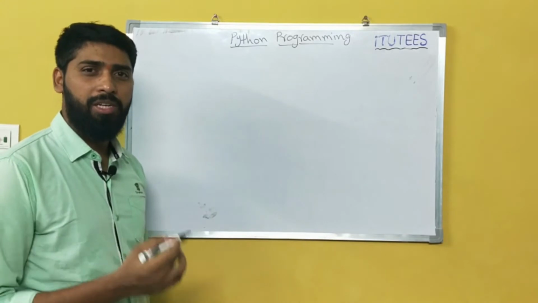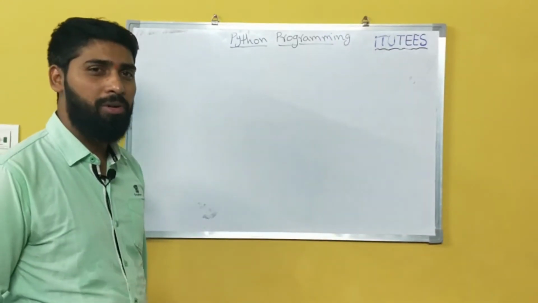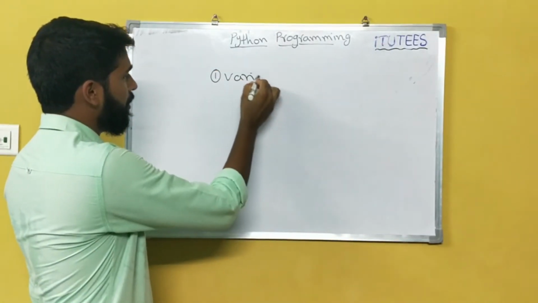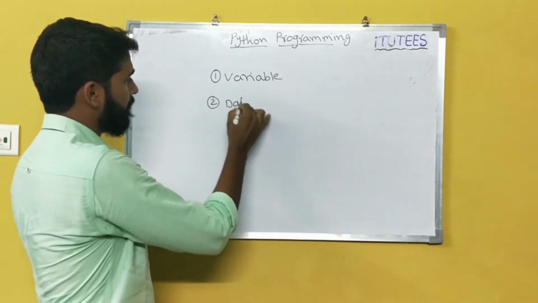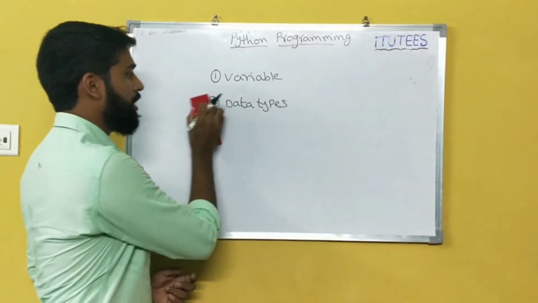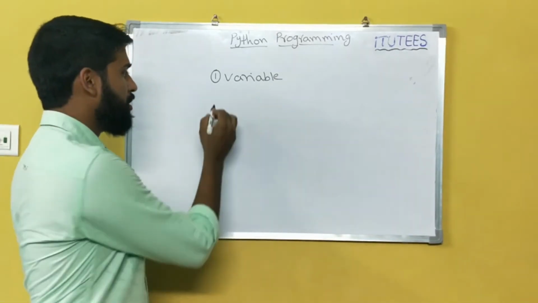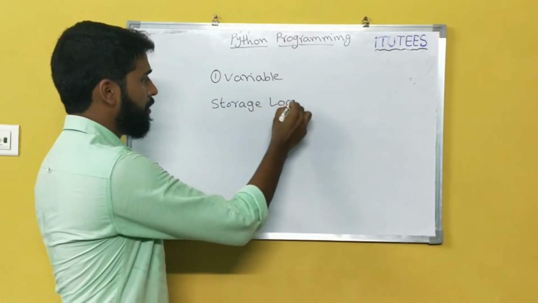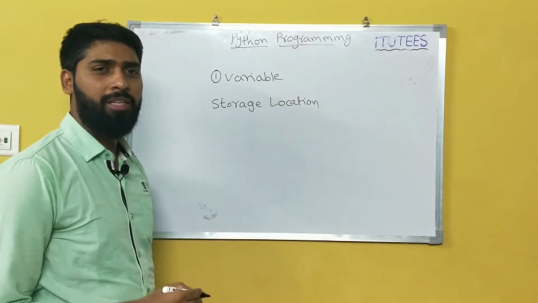In previous class we discussed about literals. So today in class we are going to discuss two things: one is variable and second one is data types. So first we can see variable. What is a variable? A variable is a storage location. In this we can store the value that can vary.